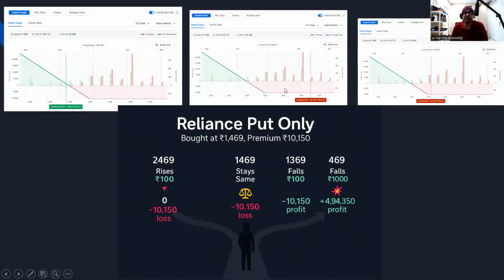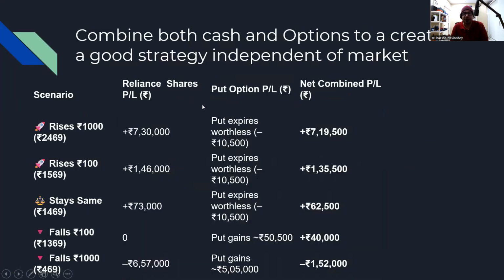Before combining, these are the three things that can happen. Reliance share can fall. There money will start coming. How deep it falls, that much money you will make. If Reliance stays at the same level, you will make 10,000 loss. If Reliance rises also, you will make 10,000 loss. This is same level. This is rising. This is falling. So if you combine both, what will happen?